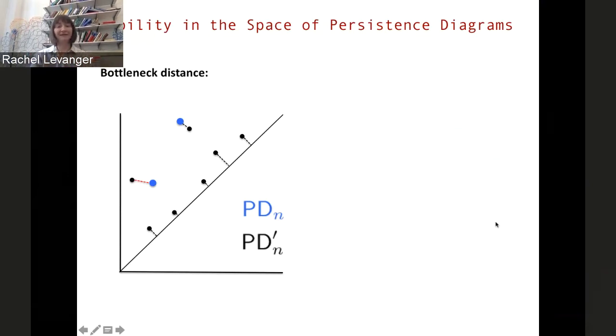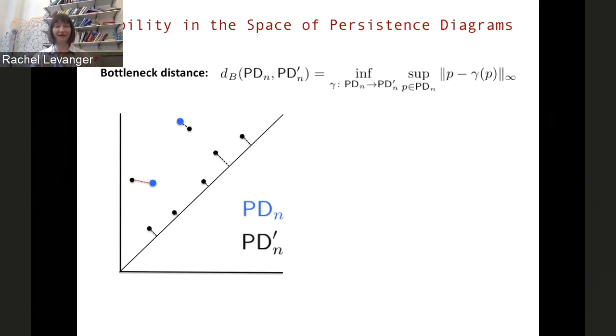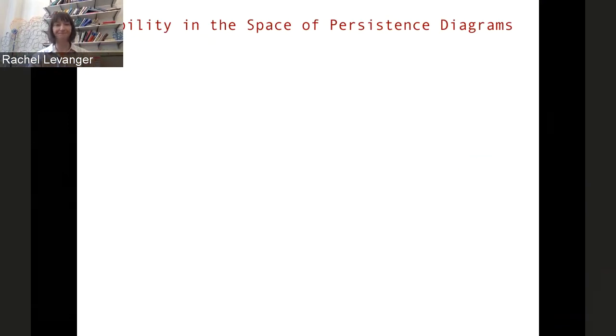You're going to, for each matching, measure the maximum distance of 2 matched points in that function, and then take the infimum of that distance over all possible matchings, and that's your bottleneck distance. So this sort of tells you the bottleneck to having a close matching, or in some sense gives you the worst case scenario, the single largest difference in your persistence diagrams.